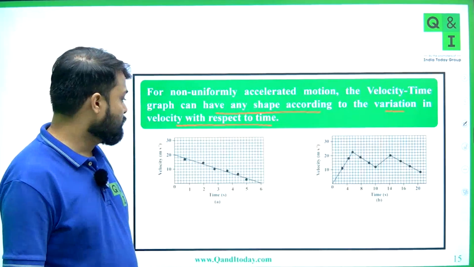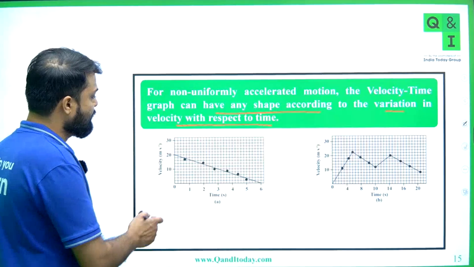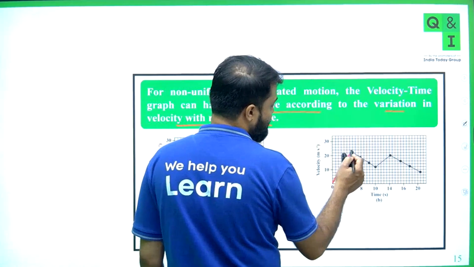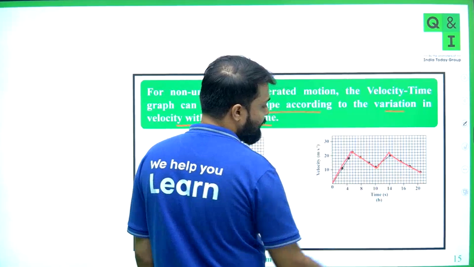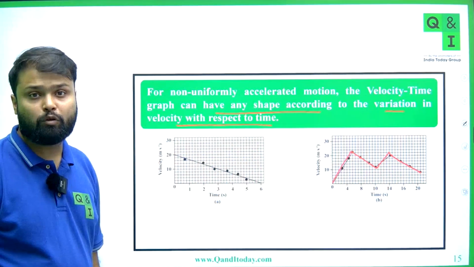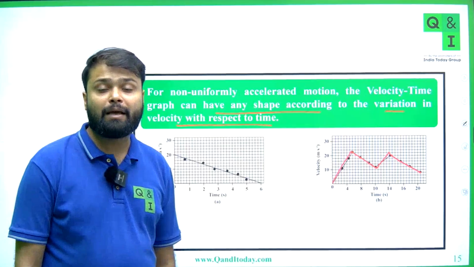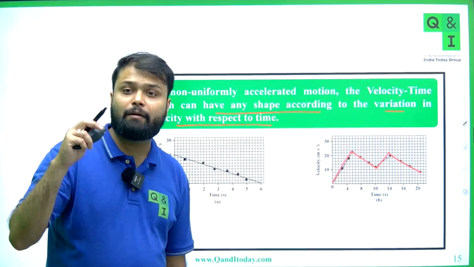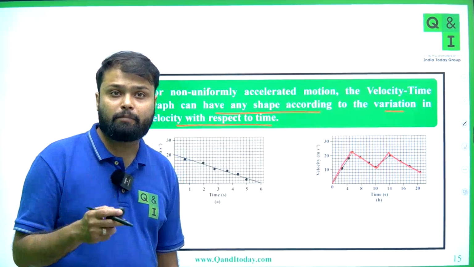So you can see here the velocity is decreasing with respect to time. Here first velocity is increasing, then decreasing, increasing and decreasing. So these are the graphs for non-uniformly accelerated motion. But for uniformly accelerated motion, the graph will be a straight line because speed or velocity is increasing uniformly with respect to time.